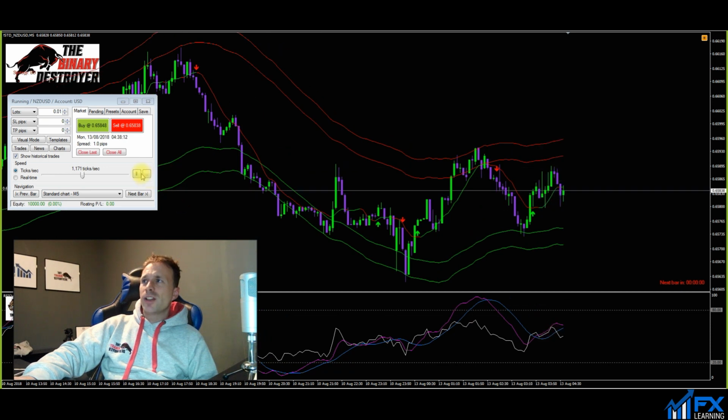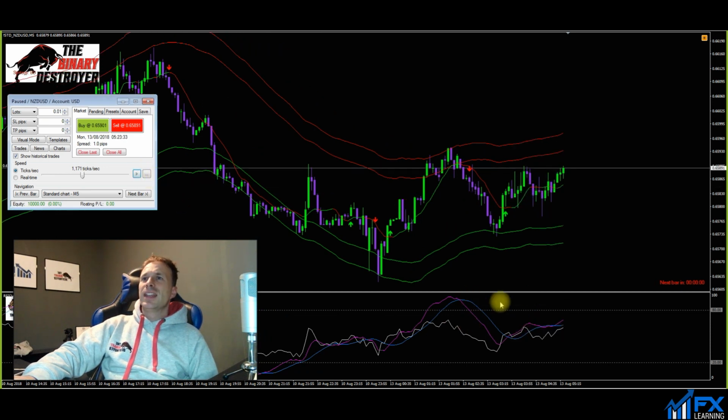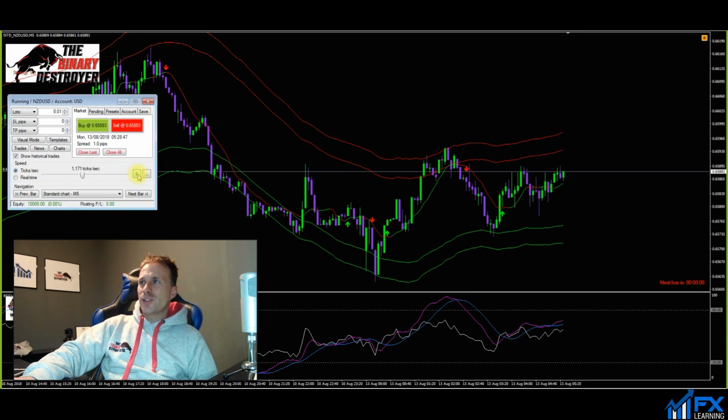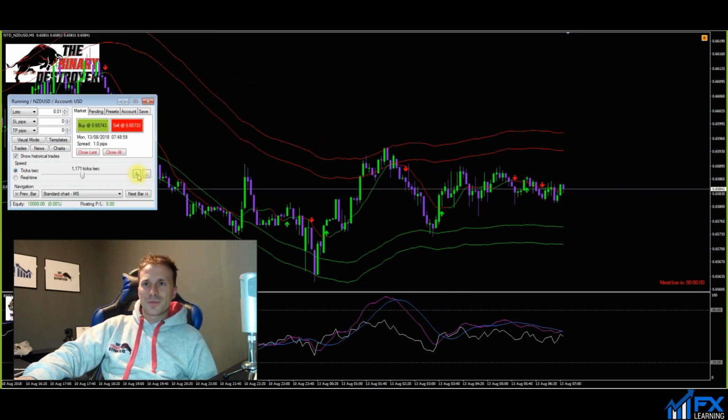We're getting a lot of nice setups. What's interesting is we're getting a lot of nice setups when the MACD and RSI go overbought. Look at that little MACD and RSI. Let me just test something. I might actually test something here as well.